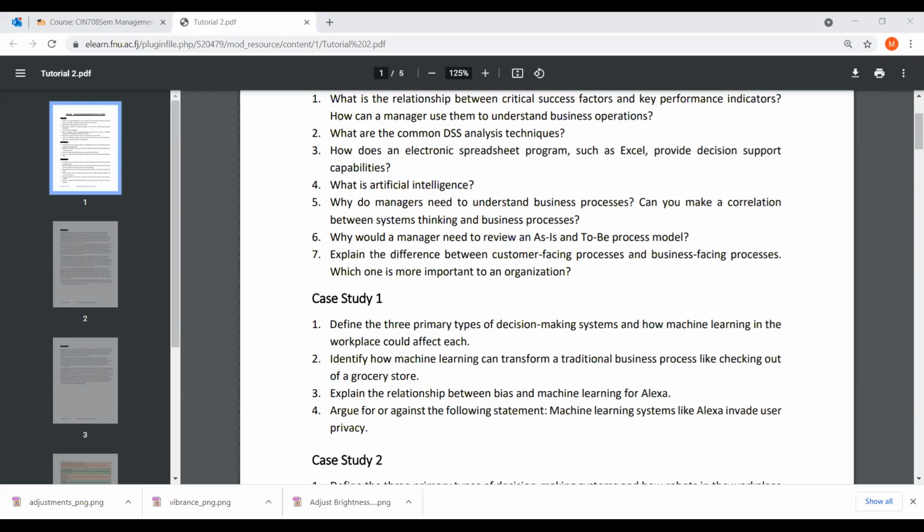Strategic decisions are highly unstructured.